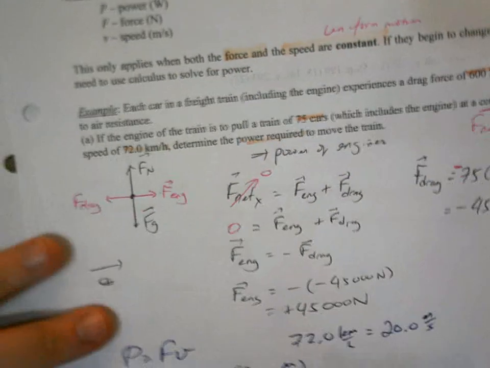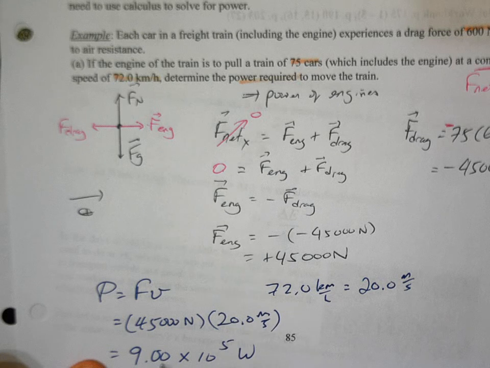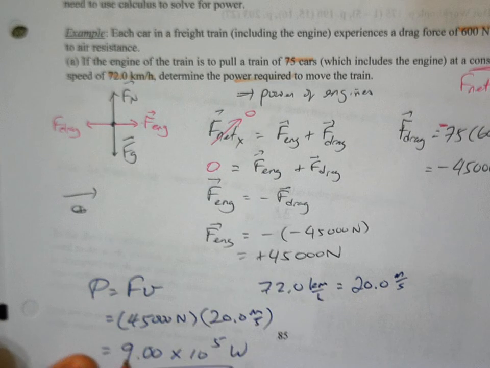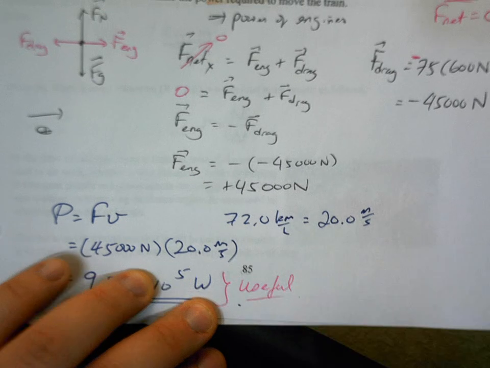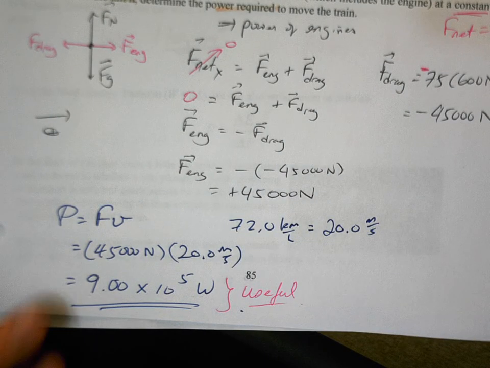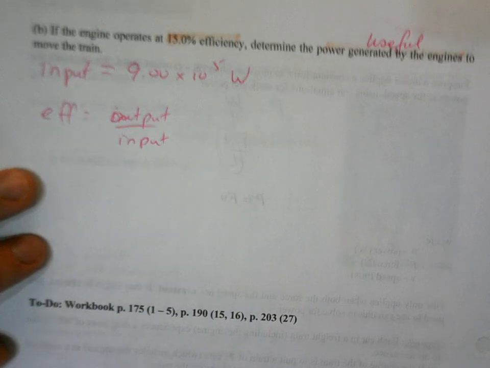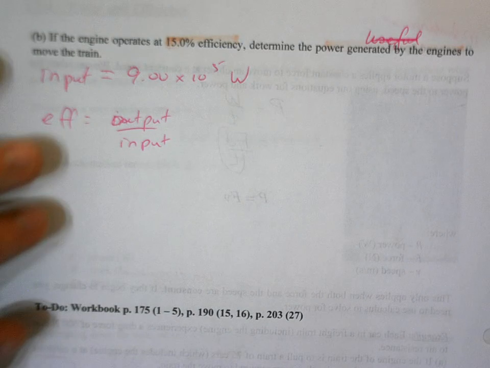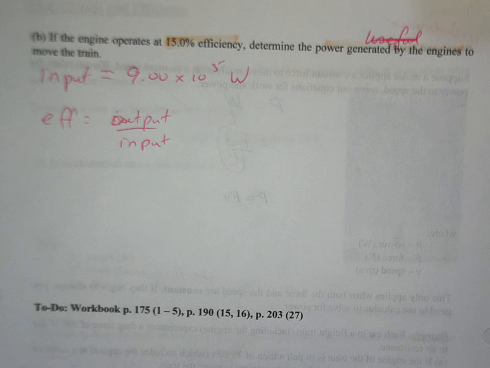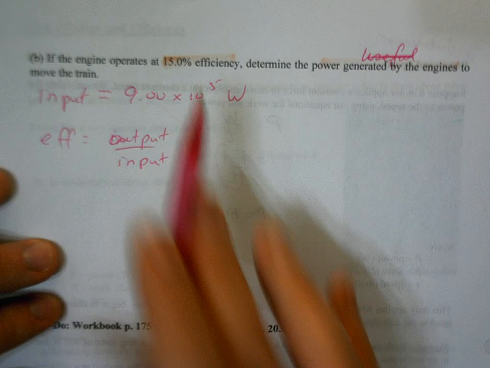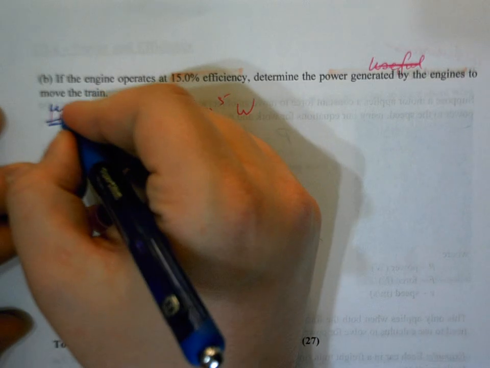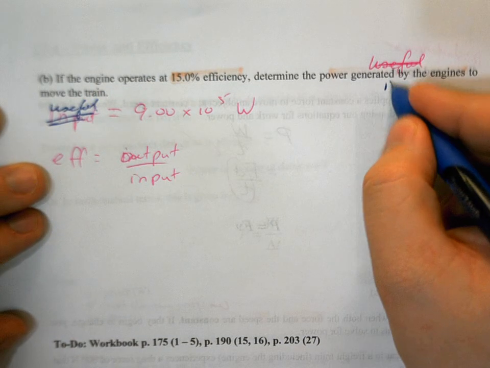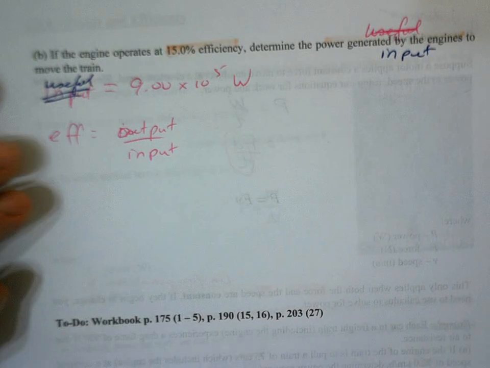Sorry, if I go back here, this is the actual power that gets the train moving. So if the train is moving with this power, this is actually going to be the useful work. Because the train's actually moving under this power, this is the useful work that's being done. So what we're actually being asked to determine, the power generated by the engines, is how much power has to be generated such that when the efficiency kicks in, we get this 9 times 10 to the 5 watts. So this is actually going to be our useful work, and this is going to be our input work. So we would like to find the input.